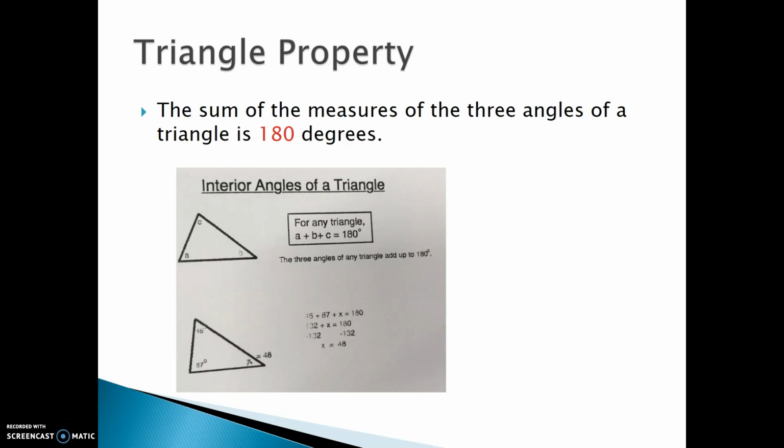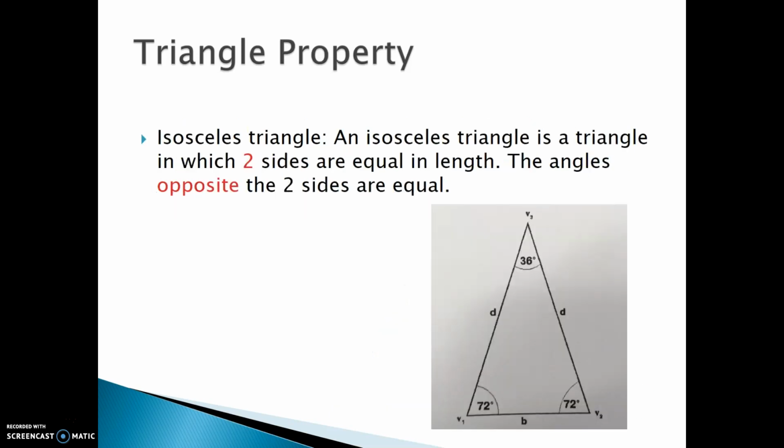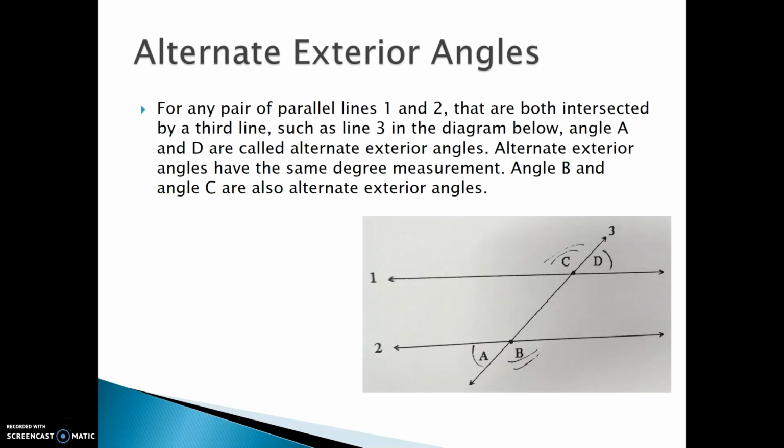I've already mentioned that, and I know that you know this from last year, but by way of reminder, an equilateral triangle is a triangle in which all three sides are equal. I mentioned that earlier in the video. All of the angles are also equal to each other, and they are each 60 degrees. And again, with the isosceles triangle, two sides are equal in length and the angles opposite the two sides are equal. Okay, so that was just a repeat of what we learned earlier.